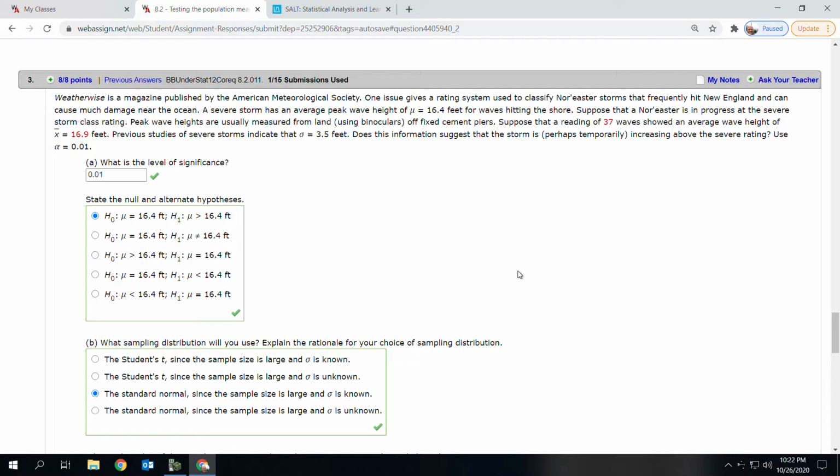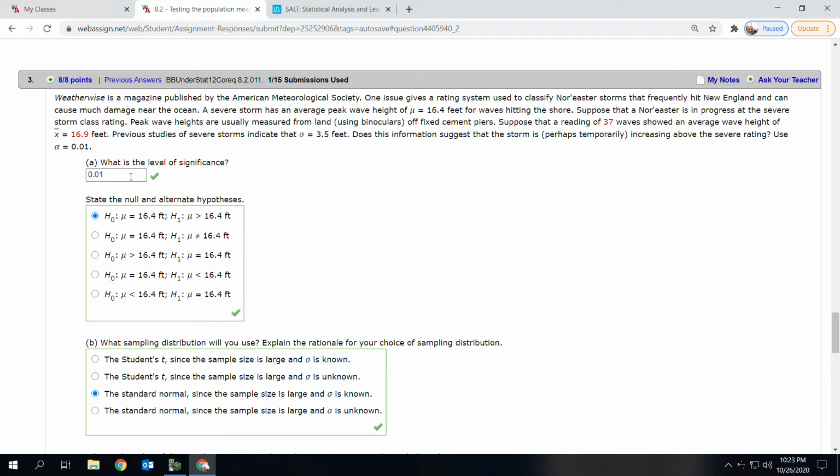Suppose that a reading of 37 waves showed an average wave height of 16.9 feet. Previous studies of severe storms indicate that sigma, that's population standard deviation, is 3.5 feet. Does this information suggest that the storm is perhaps temporarily increasing above the severe rating? Use a significance level of alpha equals 0.01.